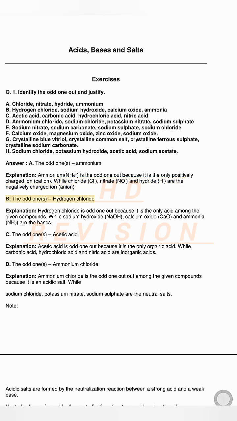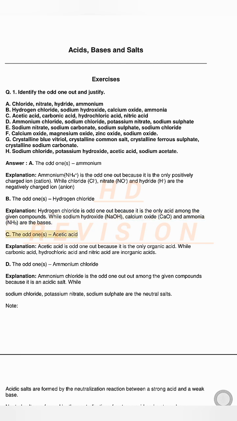B. The odd one is hydrogen chloride. Explanation. Hydrogen chloride is the odd one out because it is the only acid among the given compounds, while sodium hydroxide NaOH, calcium oxide CaO, and ammonia NH3 are the bases.